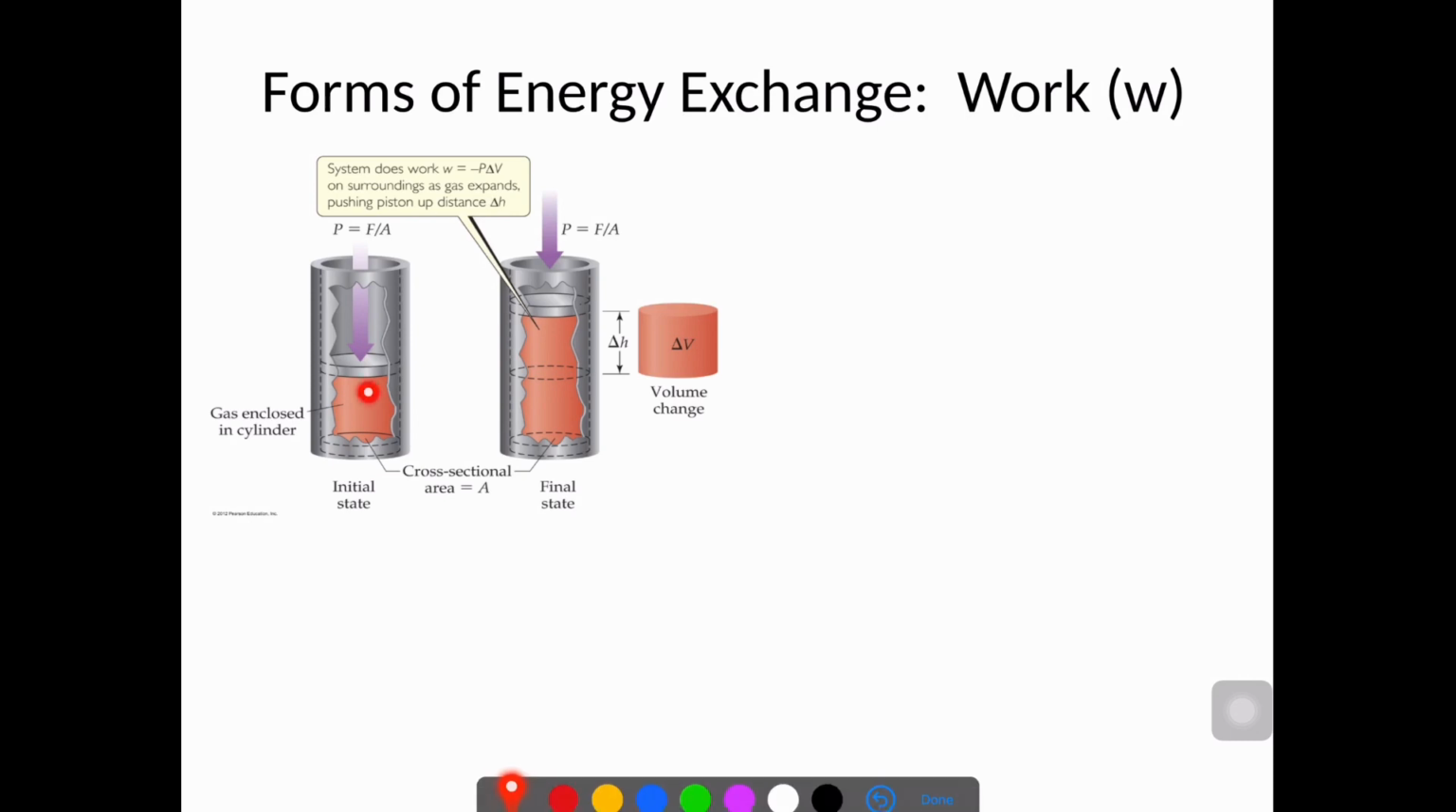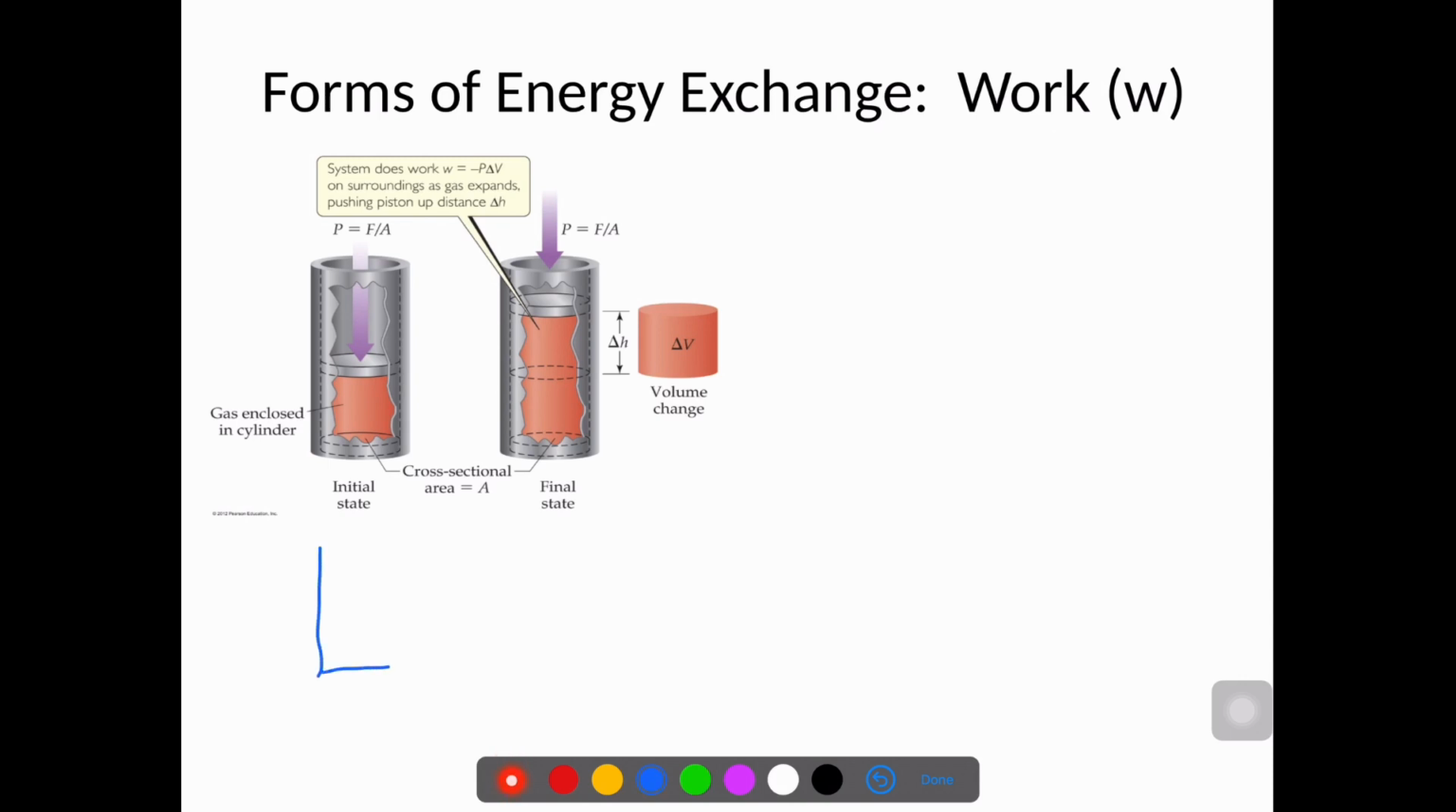So bringing this system of gas up again, we said it can change its internal energy by gaining or losing heat. Another way it can change its internal energy is in the form of work. Suppose you have a gas and I push the piston down. So we went from here to here. What happens to the gas?